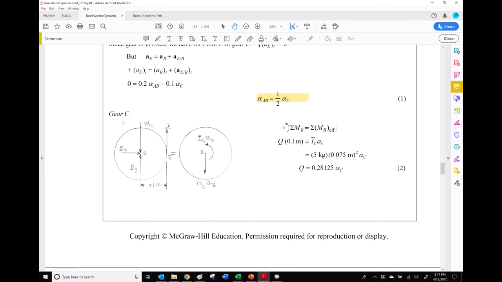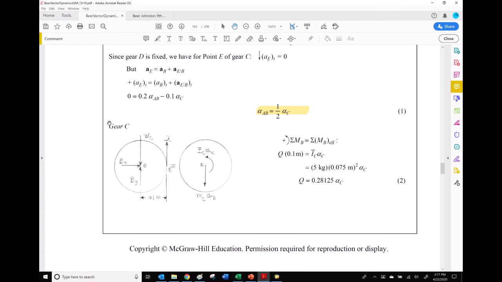Then we do the kinetics. So the kinetics come next, and we do gear C, and we set up these forces that are taking place. You notice that they decide not to put a force here in the x direction. There would be a force there, but truth be told, there's not going to be one because it's not in motion right now.